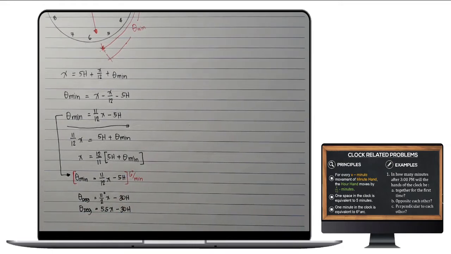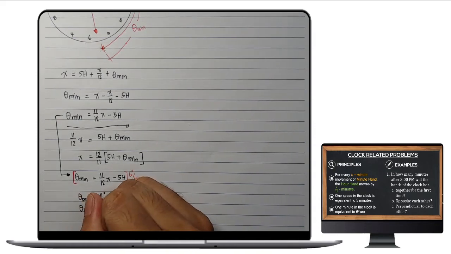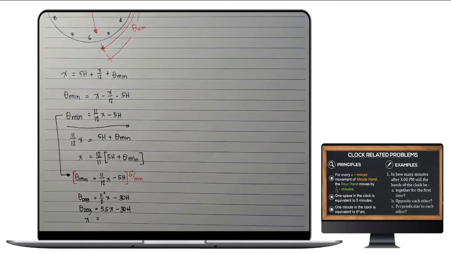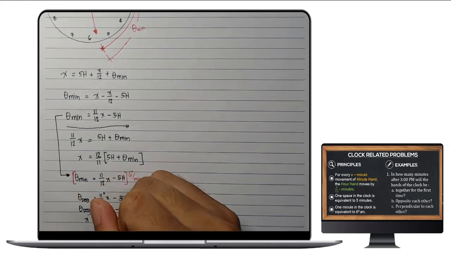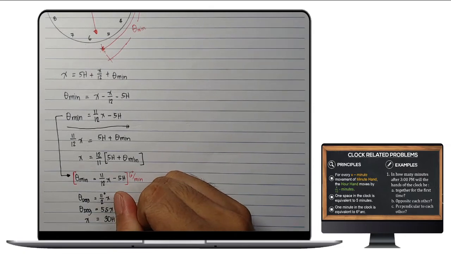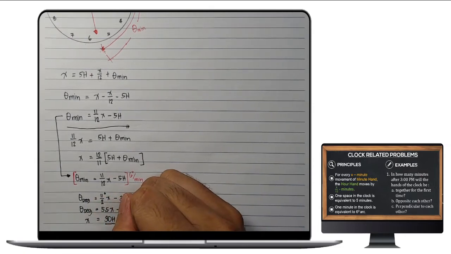Okay? So, you can use this formula. So, let's say our theta is in degrees, pwedeng yaan. And let's derive. From this equation, we can now derive x, or our x minutes, the movement of our minute hand. So, our x here is simply 30h plus theta in degrees divided by 5.5. So, we just transpose. So, it becomes 30h positive, then plus theta in degrees divided by 5.5.